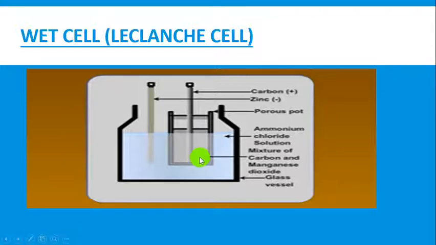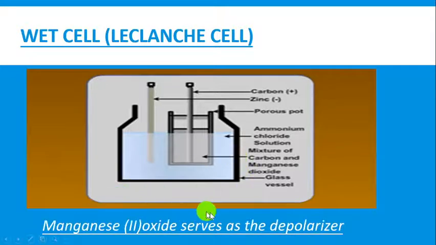And it contains virtually everything that we have in the dry cell. So the polarizer used for the wet cell is manganese(IV) oxide as well.